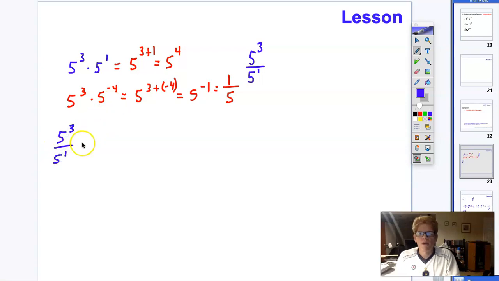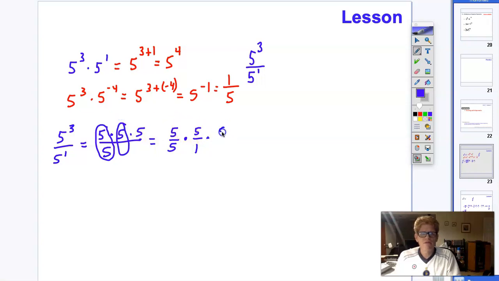Let's begin by writing these out in factor form. 5 times 5 times 5 over 5. We've got 3 5s in the top and 1 in the bottom. Now I can also write that out as 5 over 5 by taking these two and grouping them together. And then I can write the other ones out as 5 over 1. So this would be 5 over 1, and this would be 5 over 1 also right here.